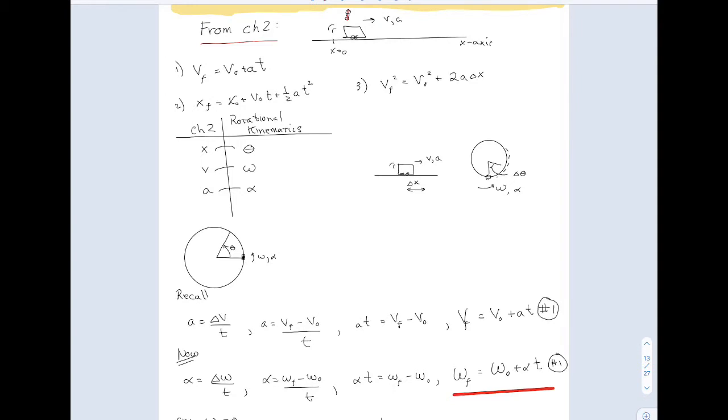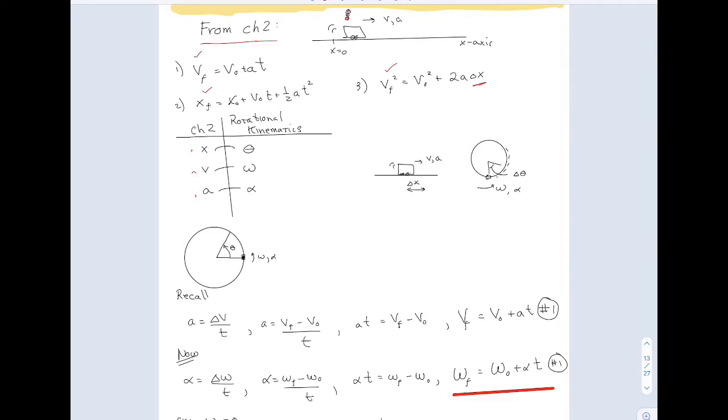Car goes down the road. Equation number 1 allowed us to find how fast the car was going at a certain time. Equation number 2 allowed us to find where the car is at a certain time. And equation number 3 allowed us to find how fast the car is going after it's gone a certain distance. So we tried to make the connection between position, velocity, and acceleration from chapter 2 and their rotational counterparts.